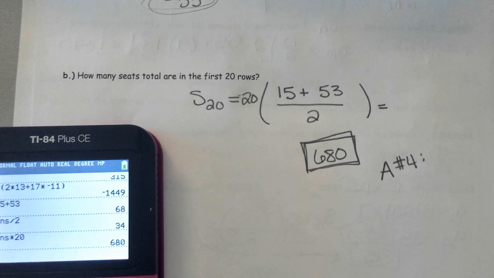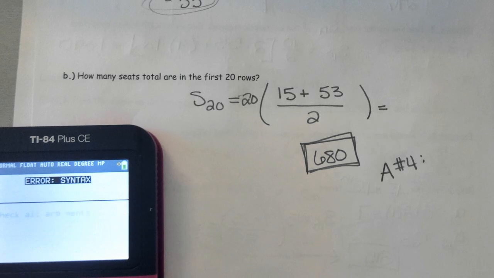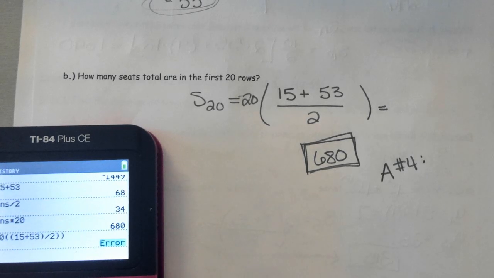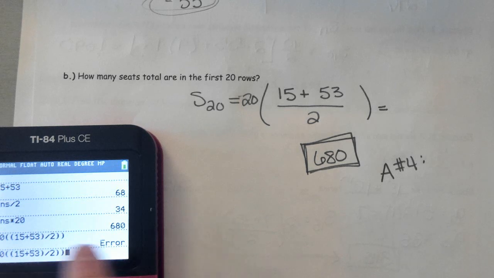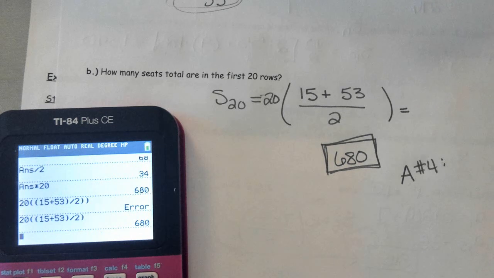So listen, if you want to type it in one swoop, watch what I need to do. 20, parentheses, 15 plus 53, divided by 2, close, close. Do I have too many closures? 1, 2, yes, I have 1 too many. There we go. 680. Okay, I got crazy with my closing parentheses.